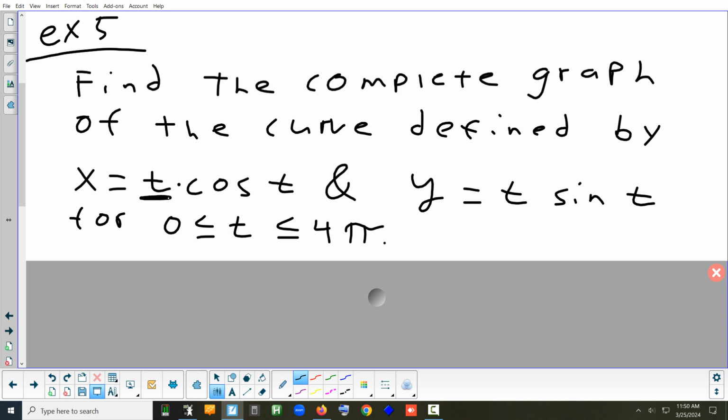You have a t times cosine t. We know that no matter what you fill in for t, the cosine of t is always between what two numbers? What's cosine of anything always between? Negative 1 and 1. So this part of the formula is between negative 1 and 1. What's t going to go between?